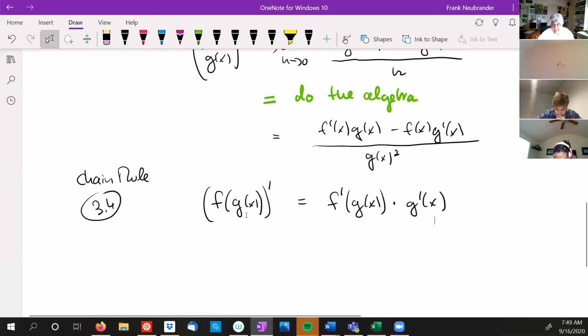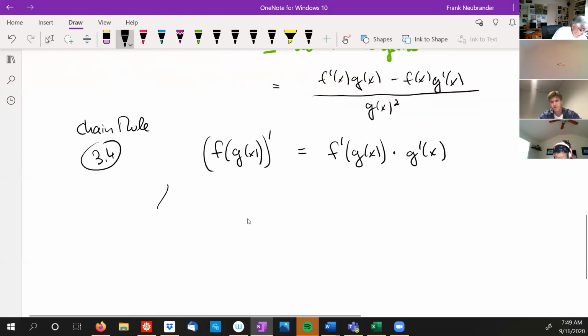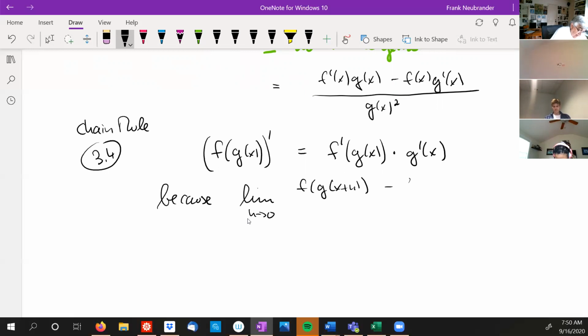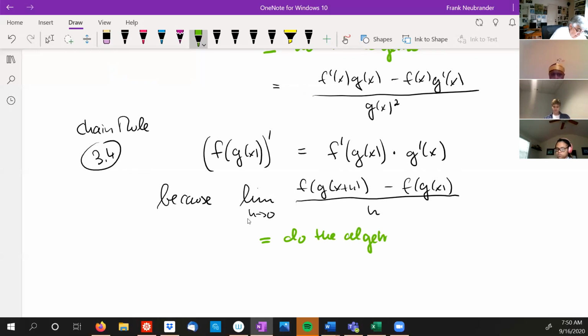And again, the statement is this is true because the limit, if h goes to 0, of f at g of x plus h minus f at g of x divided by h, when you do the algebra, and out you get the derivative of the outside times the derivative of the inside.